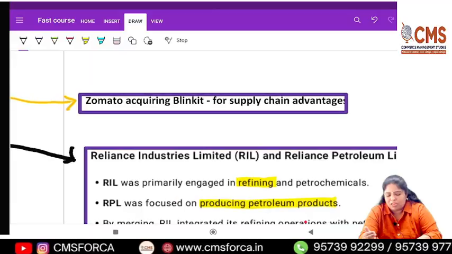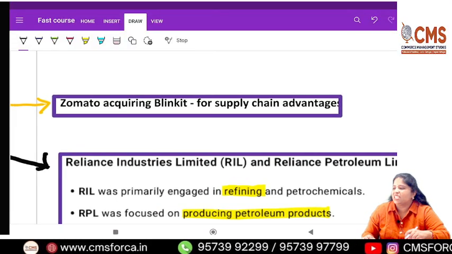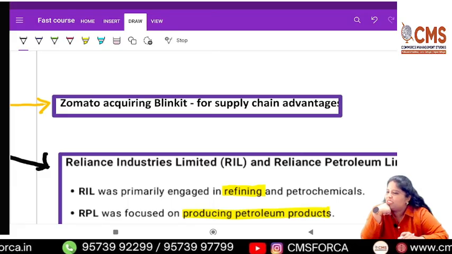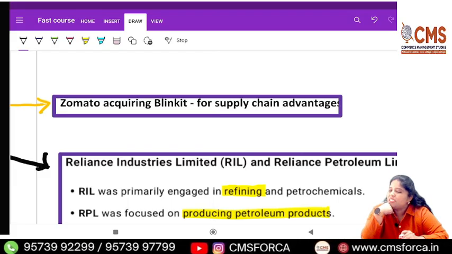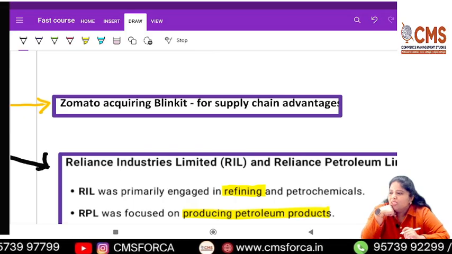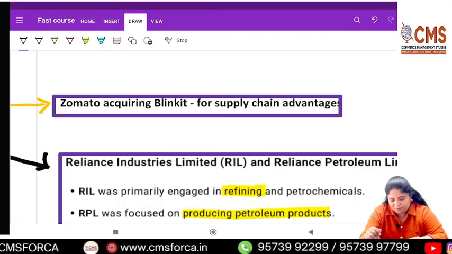So now you tell me, I'll just show you the example and you try to quote which merger does it come under. Zomato and Blinkit for supply chain advantage. Are they in the same stage of supply chain or a different stage? First analyze that factor. So it must be a horizontal merger.